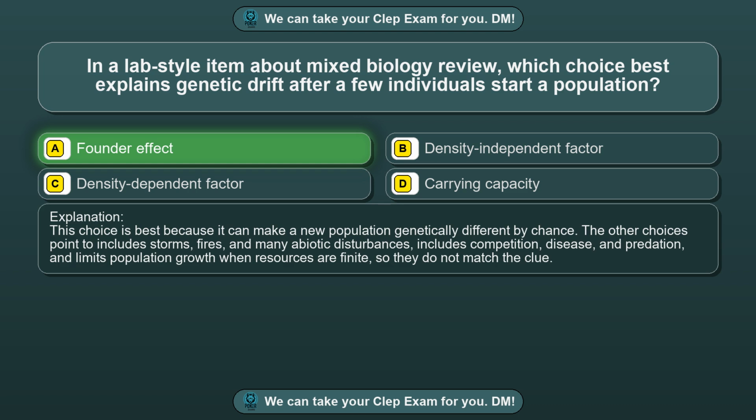This choice is best because it can make a new population genetically different by chance. The other choices point to include storms, fires, and many abiotic disturbances, includes competition, disease, and predation, and limits population growth when resources are finite, so they do not match the clue.